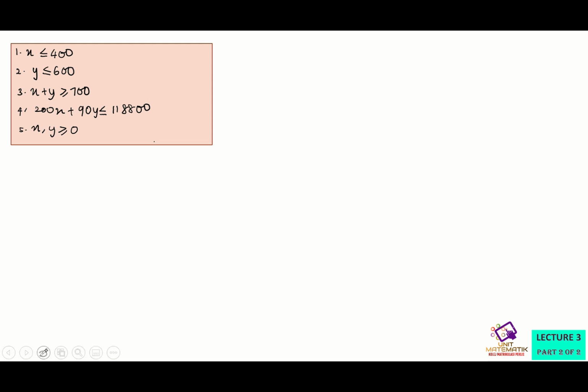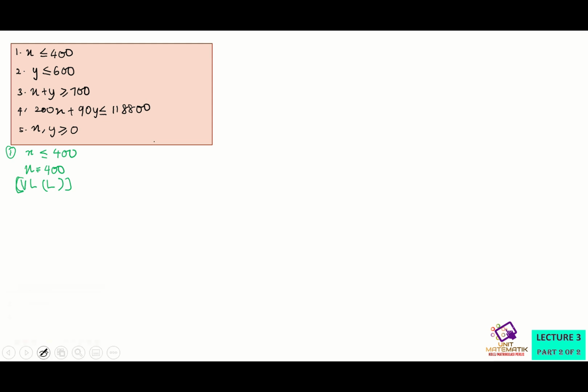So now, let's start with the first inequality. Here we have number 1, x less than or equals to 400. Since we have the x coordinate, where x equals to 400, it means that this is the vertical line. So we have the VL, stand for vertical line. And then the region will be, it is less than, so it is on the left hand side. Vertical line and it is on the left hand side.